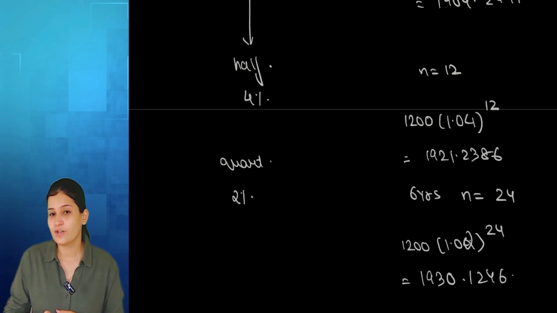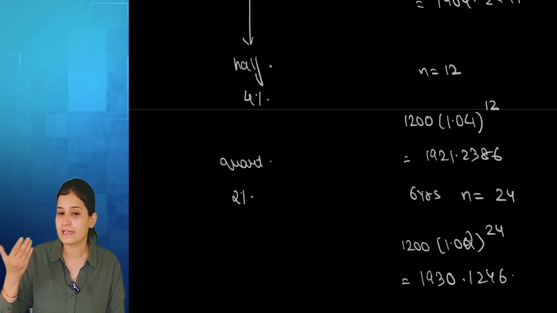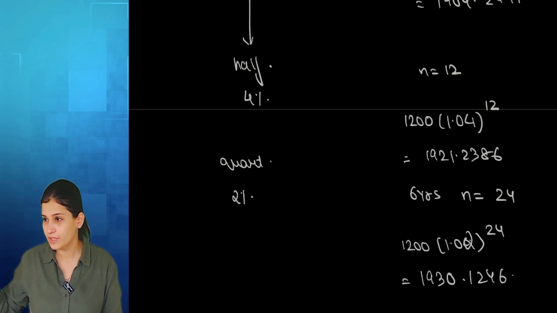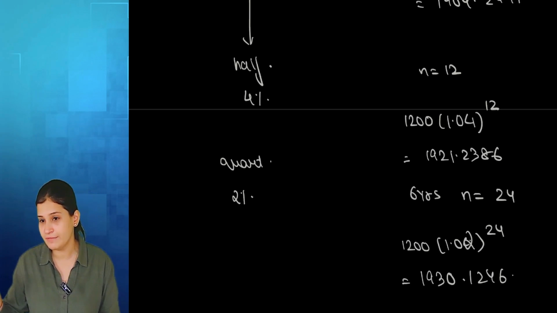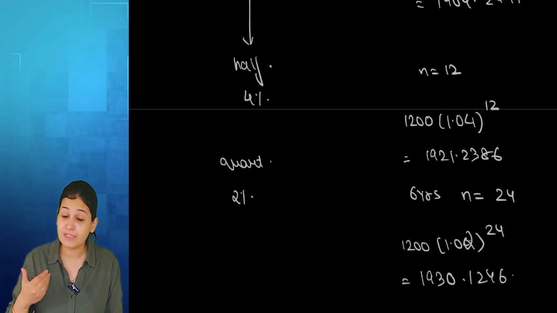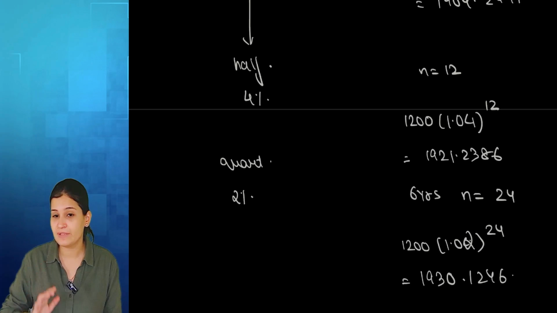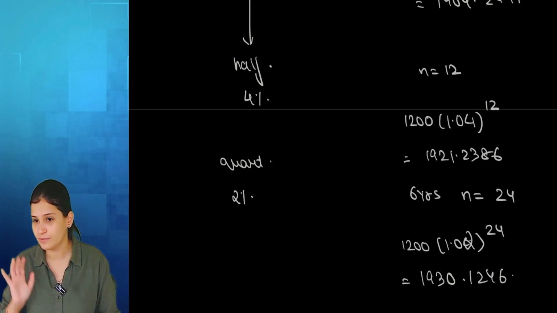No, ma'am. So in order to do anything half yearly, we divide the rate by 2 and multiply the time by 2. To do it quarterly, we divide the rate by 4 and multiply the time by 4. In case of monthly, we will divide the rate by 12 and multiply the time by 12.